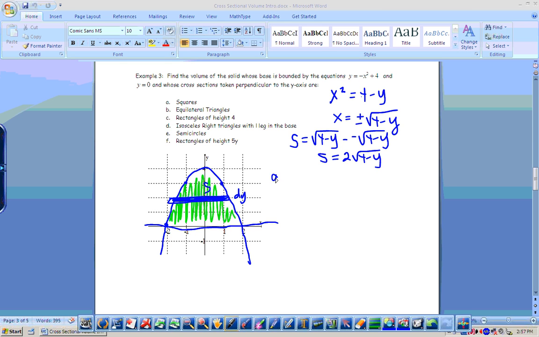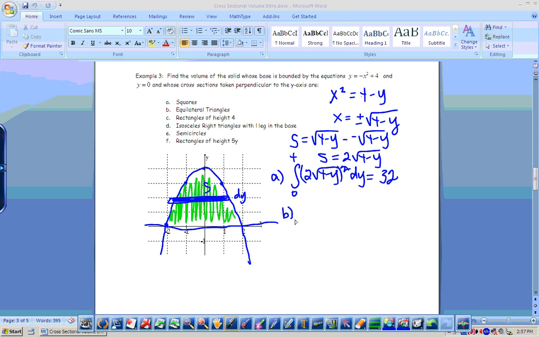So for part A, if my cross sections are squares, the formula for the area of a square is a side squared, or S squared, so I would be integrating 2 times the square root of 4 minus y, that quantity squared. My variable of integration is dy, so make sure you put in your dy. And the limits of integration now for this problem, since everything's in terms of y, I have to go from my smallest y value to the biggest y value. So that would be from 0 to 4. And if you type that into your calculator, you get 32.